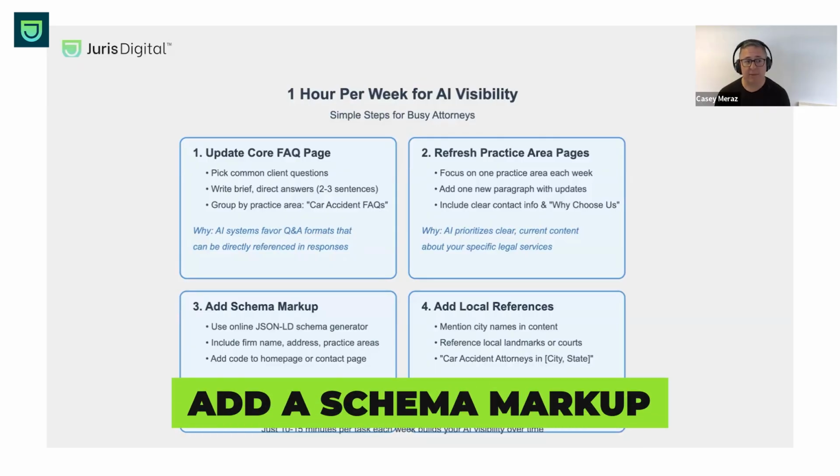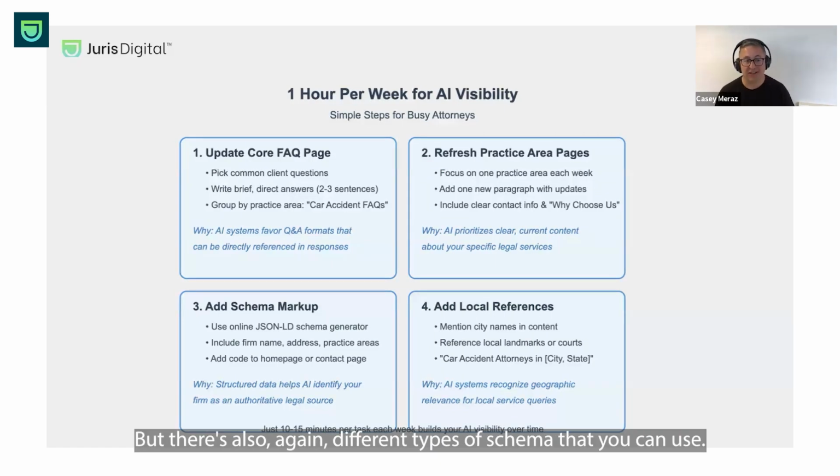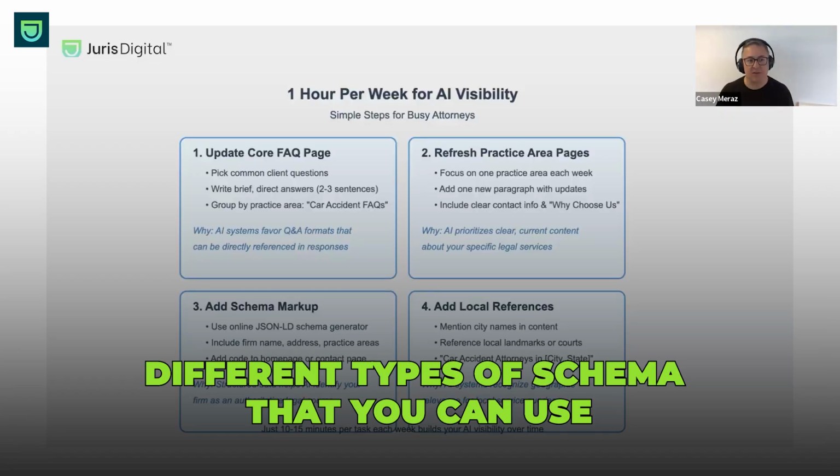And then number three, add that schema markup. Use a generator to do that. Include your firm name, your address, your phone number, all of that stuff. That's good from a local SEO perspective. But there are also, again, different types of schema that you can use.